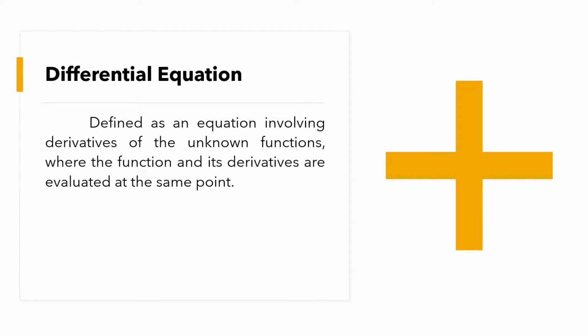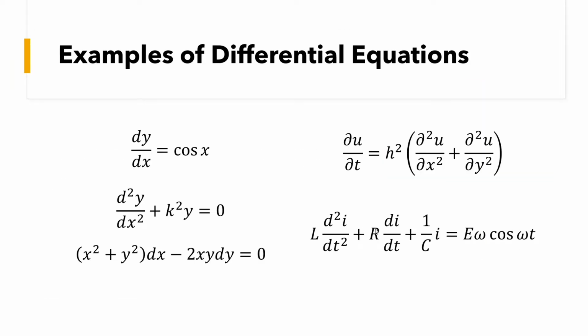So, what is a differential equation? A differential equation is defined as an equation involving derivatives of the unknown functions, where the function and its derivative are evaluated at the same point. So both the function and the derivative must be present at the same time. It cannot be the derivative alone, and of course it cannot be the function alone. They are evaluated at the same time, at the same point. That is what a differential equation is.